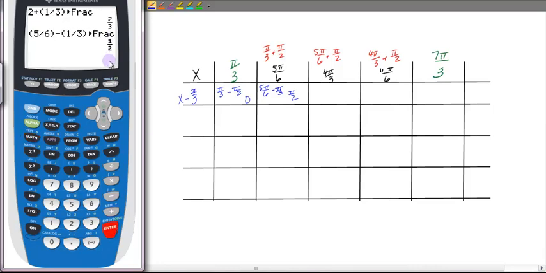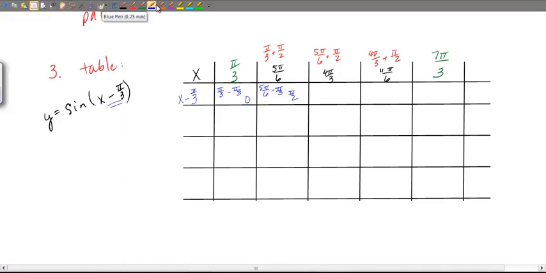And sure enough, it's 1/2 or pi over 2. Okay, so we're going to keep going here. And I'm going to say 4 pi over 3 minus pi thirds, and we end up with pi. When I subtract the next value, I get 3 pi over 2. And finally, I end up with 2 pi. So I evaluated the inside of the function at each of these x-intercepts up here.